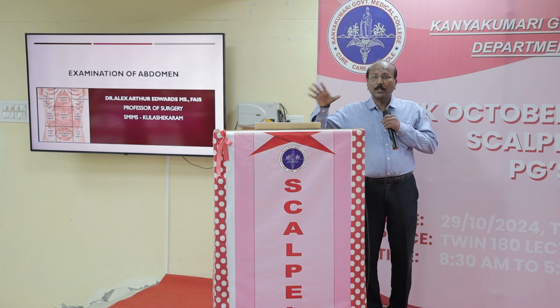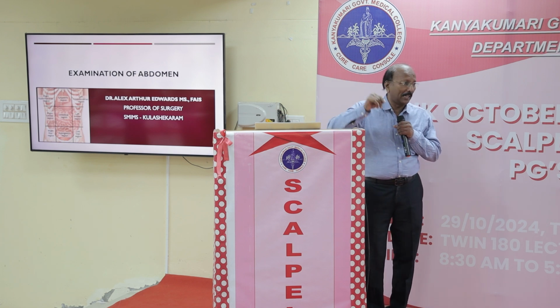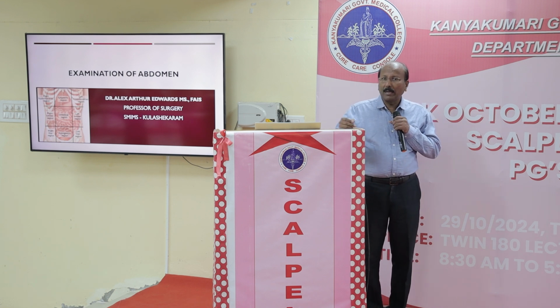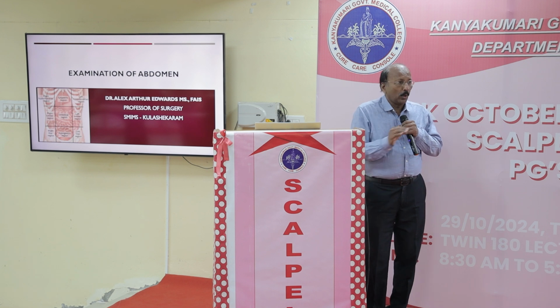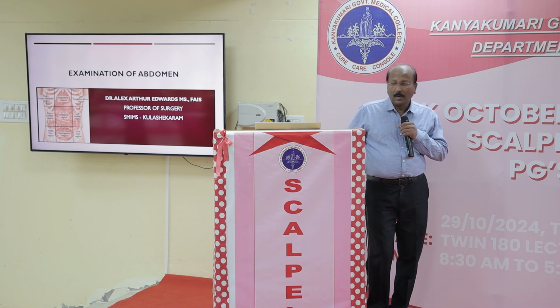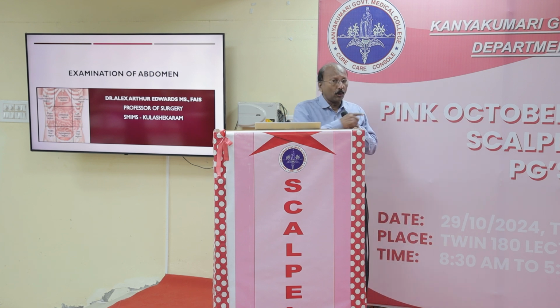So 35 minutes you finish, and in the 35 minutes after history taking, you spend a minimum of 5 to 7 minutes for inspection. So look at the abdomen. There are a lot of things that will be picked up. So I'll try to go through. So you all know this. This is a basic thing.